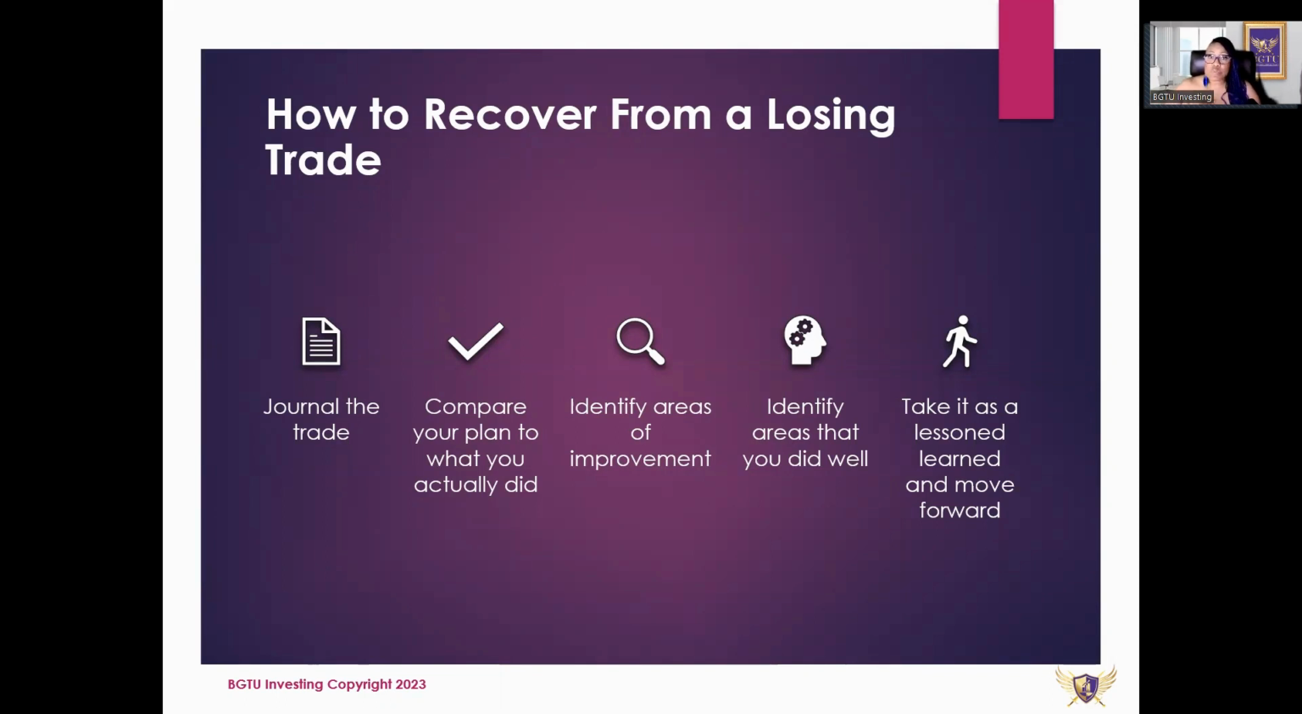So I did things well, I had good entries. I just didn't have good exits on some of these plans. So never take away the things that you did well, because you want to recognize that and continue to do those things well and then build upon that, and take it as a lesson learned and move on.